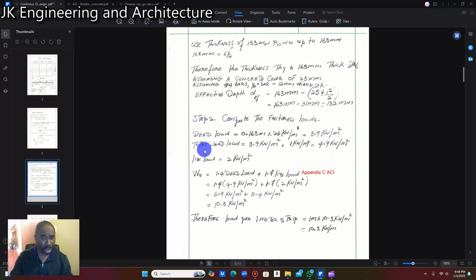Then our total dead load now, remember we're going to use 1 kilonewton per meter square for our floor finishes. So therefore our total dead load is going to be 3.9 kilonewtons per meter square plus 1 kilonewton per meter square, and that works out to be 4.9 kilonewtons per meter square. So our total dead load is 4.9 kilonewtons per meter square.